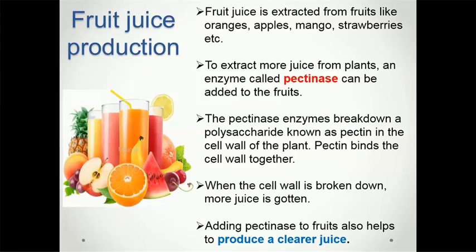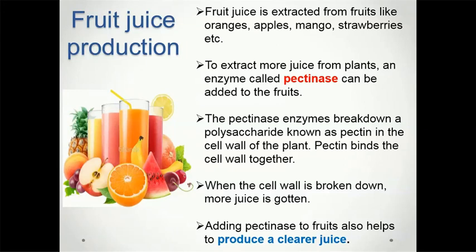The pectinase enzyme breaks down a polysaccharide known as pectin in the cell wall of the plant. The function of the pectin is that it binds the cell wall together. So when it is broken down, it will free all the juice that is locked in the cell wall. So when the cell wall is broken down, more juice is gotten.